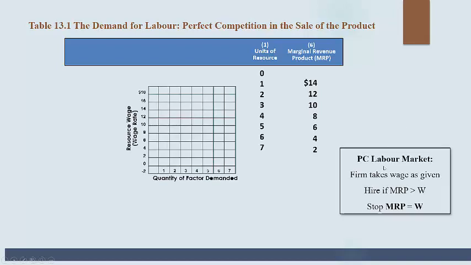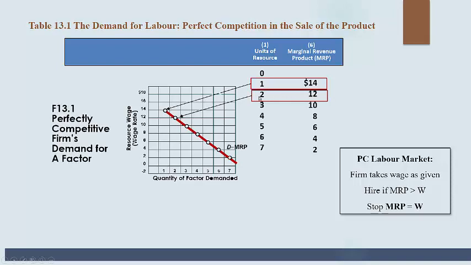Okay, so in a perfectly competitive labor market, the firm takes the wages as given, and so they're going to hire as long as marginal revenue product is greater than the wage, and they'll stop when marginal revenue product is equal to the wage. So here, for example, if the market wage was $14, then the firm would only hire one worker. If the wage was $12, they'll hire up to 2 workers.